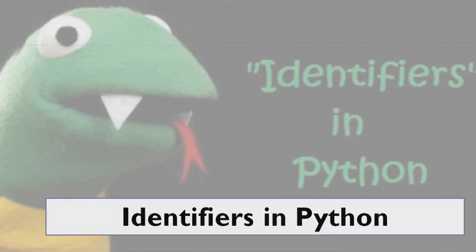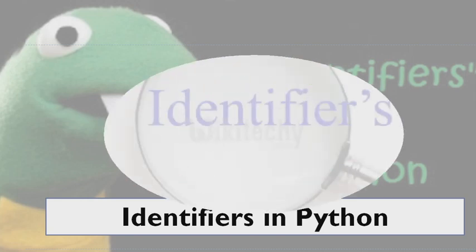Second is identifiers. Identifier means a name given to some memory location or a part of a program which is used to identify that particular memory or the part of the program. Just like you all have your names, and you are identified by your names only. If anyone wants to call you, then he or she can call your name. So your name is your identifier. Similarly, we have identifiers in Python.